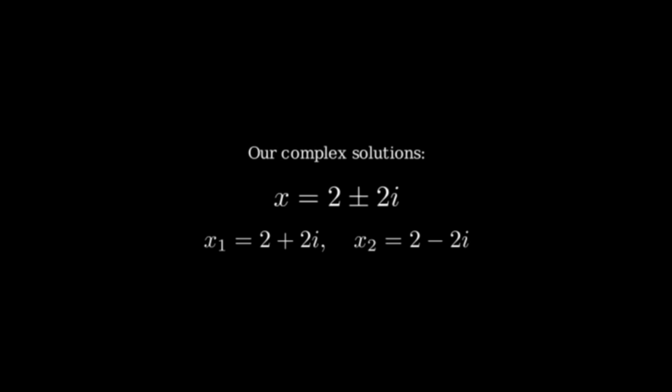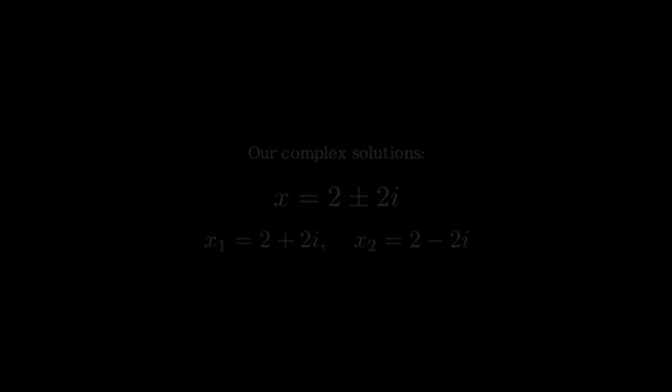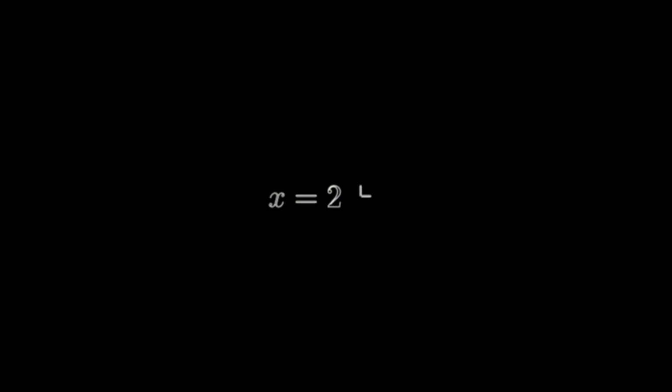Notice that these solutions are complex conjugates of each other, a pattern that always occurs with quadratic equations that have complex solutions. In summary, when a quadratic equation has a negative discriminant, the solutions involve the imaginary unit i. This extends our number system beyond the reals into the complex plane, where every quadratic equation has exactly two solutions. The solutions to our quadratic equation are x equals 2 plus 2i and x equals 2 minus 2i. These complex numbers represent the exact values that satisfy our original equation.